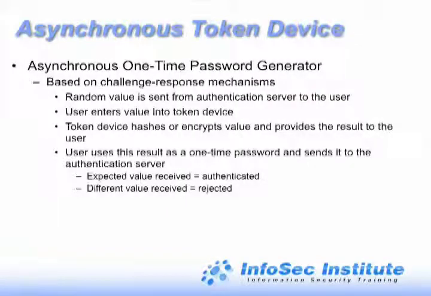Okay, asynchronous one-time password generators. Based on a challenge response mechanism. A random value is set in the authentication server for the user. The user enters the value into the token device. The token device hashes or encrypts the value and provides the results to the user. The user then uses the result as a one-time password and sends it to the authentication server.